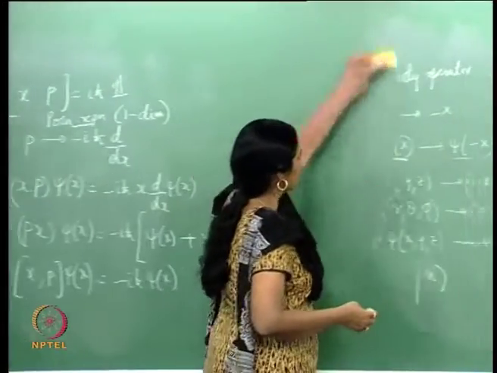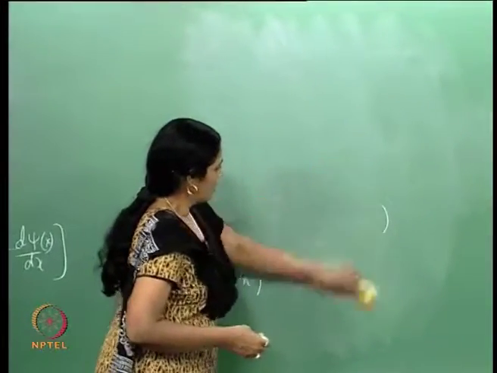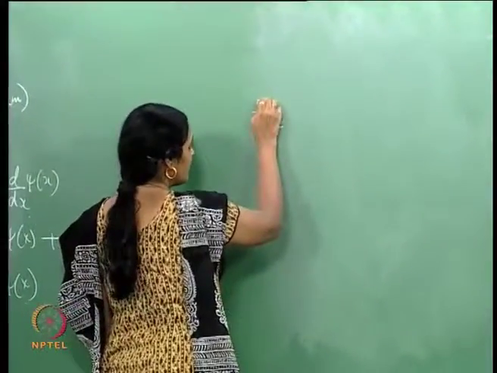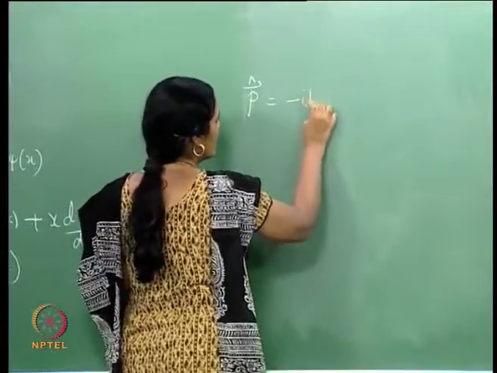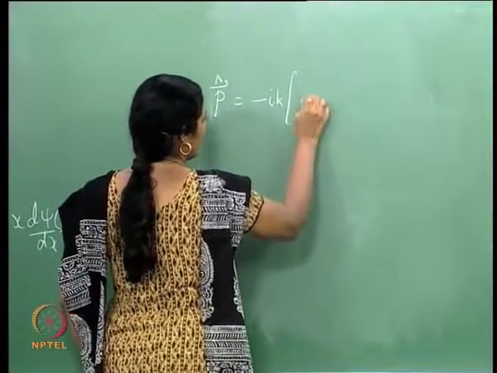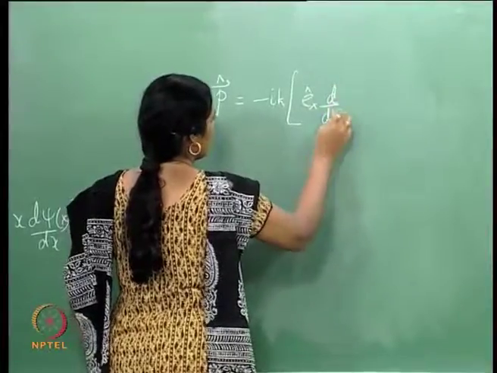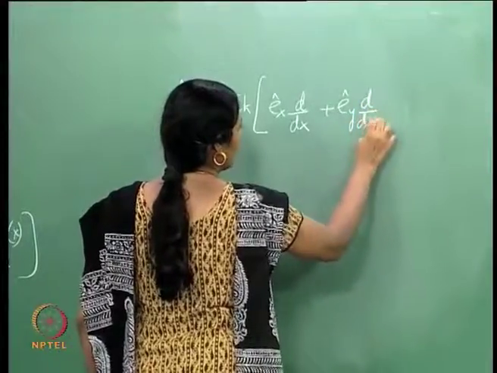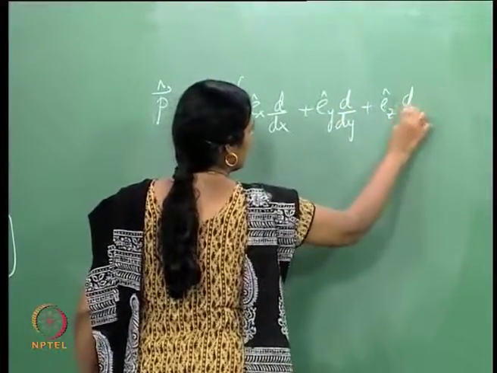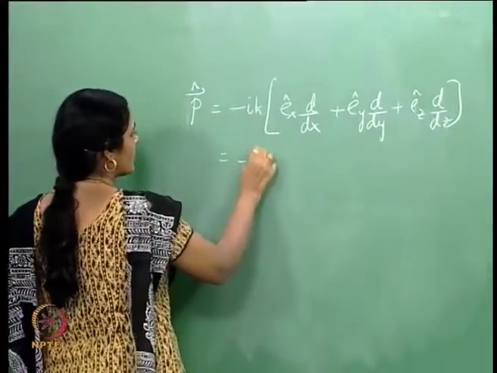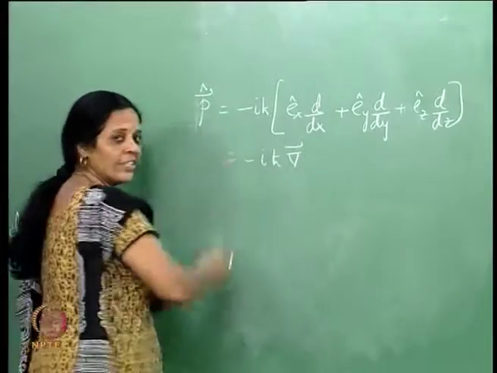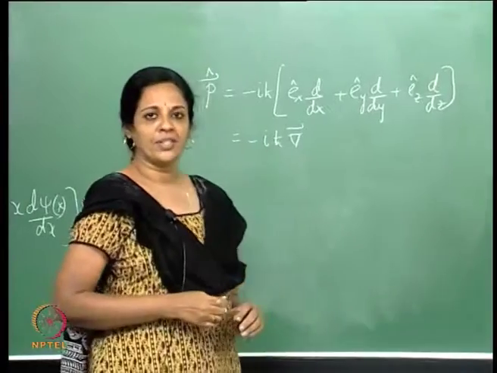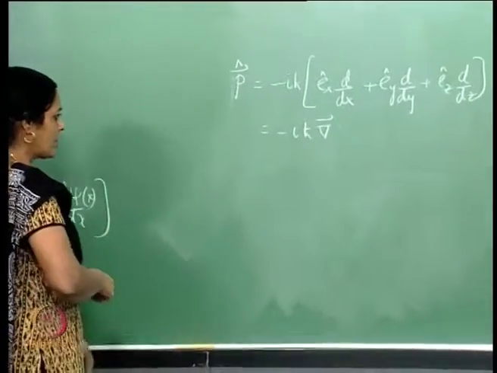In 3 dimensions, one deals with x, y, and z, and therefore the momentum operator, if you wish, I will put a hat there, is minus i h cross times e sub x d by dx plus e sub y d by dy plus e sub z d by dz, or minus i h cross del. This is in 3 dimensions, and this is the manner in which we represent the momentum operator in the position basis, in the position representation.